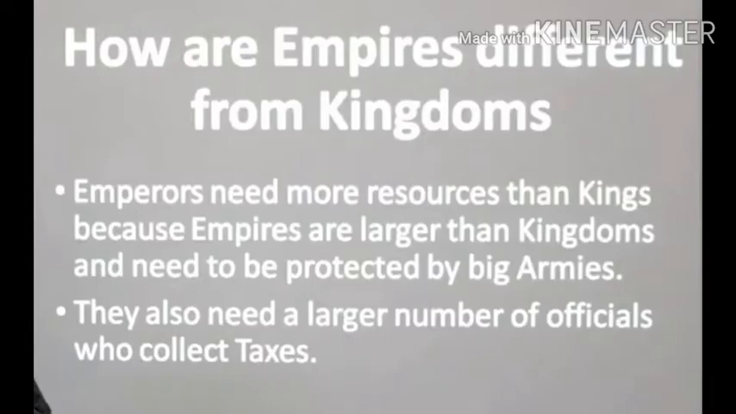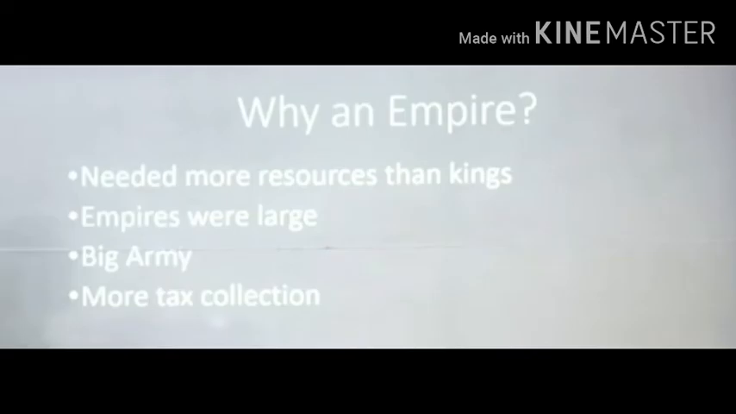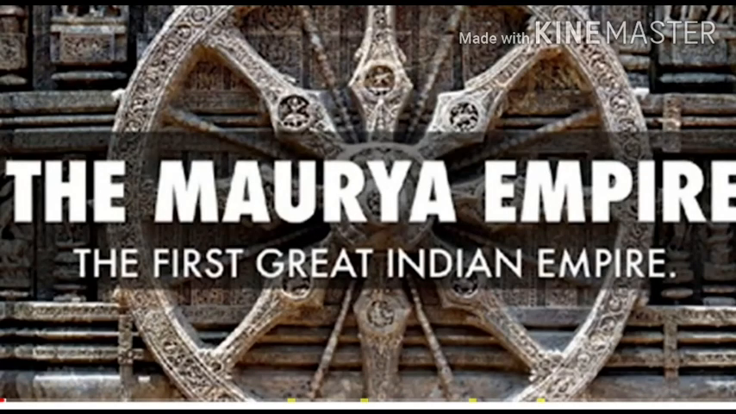How were kingdoms different from empires? Empires were larger than kingdoms and they needed big armies. They also needed a large number of officials who collected taxes. Now we'll talk about the Mauryan Empire.